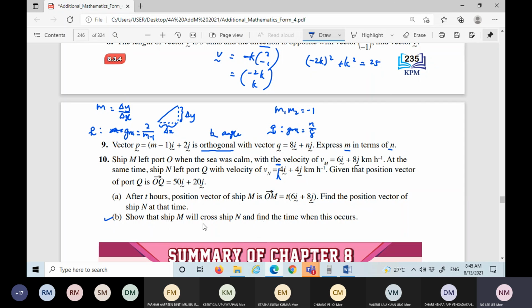Here they ask you to show they will cross, so they will meet. So suppose the i component and the j component give you the same t. Then they want you to find the t. So that's all.